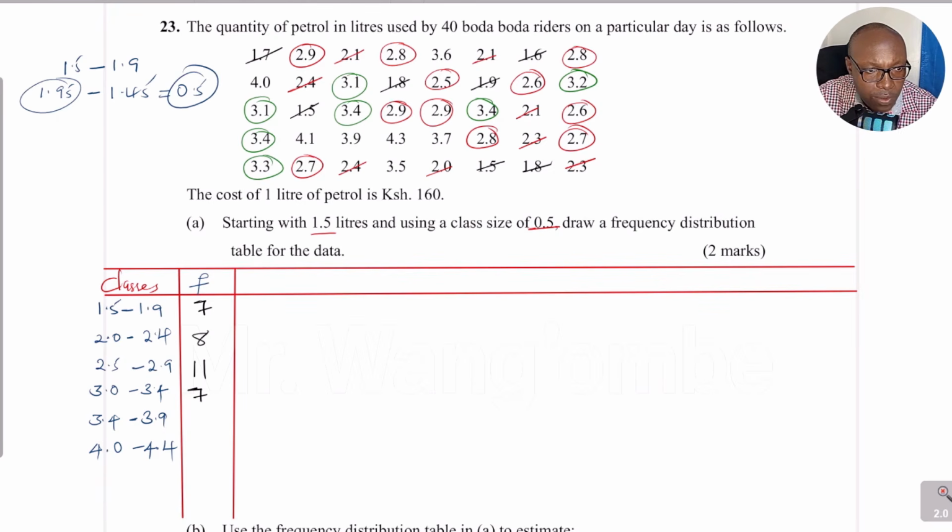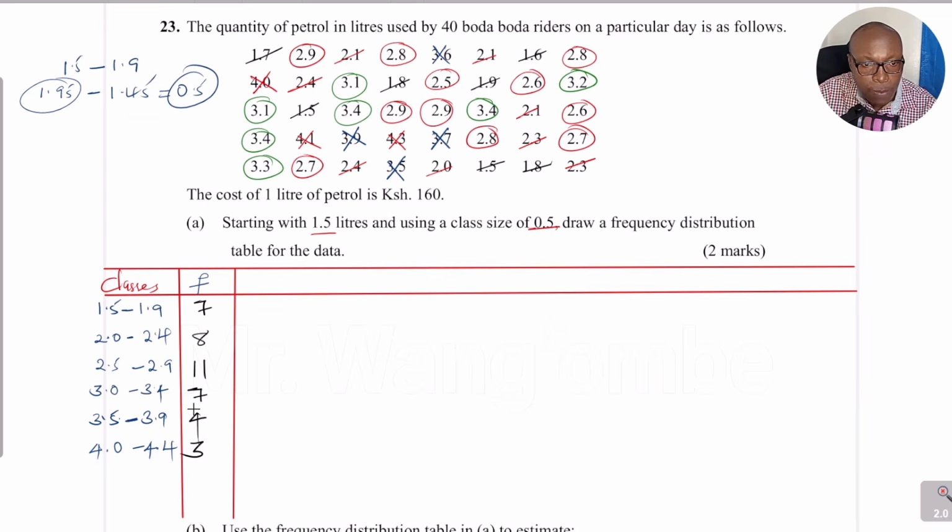And now the next one is 3.5 to 3.9. There's something here I have to correct. So it's supposed to be 3.5 to 3.9. So let me calculate those ones. 1, 2, 3, 4. Yeah, so those ones are 4. And then the last one is easy to identify. 4.0 to 4.4. We have 1, 2, 3. There are only 3, and we are done with that.